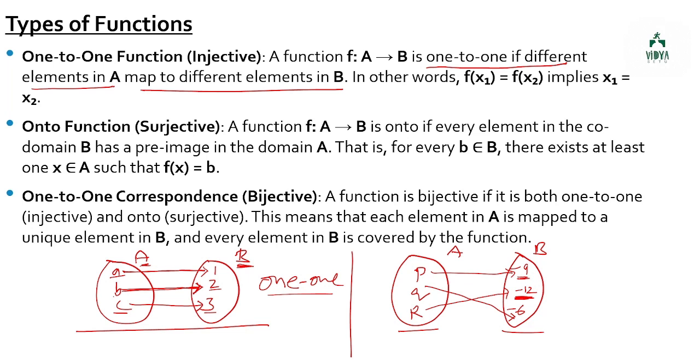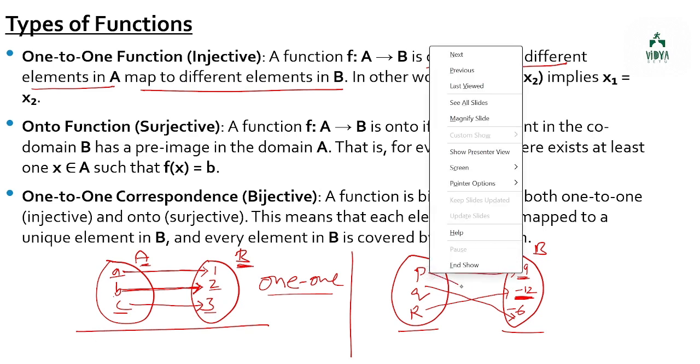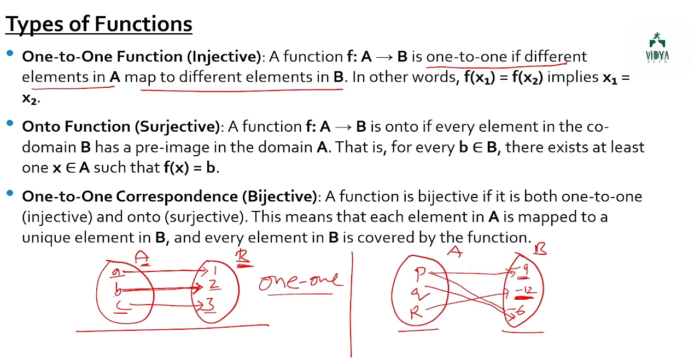That means can it be mapped to other also? Like this, minus 6 mapped to Q and minus 6 mapped to P also. Yes, it can be. But is it 1 1? No. I'll give you another example, then you'll understand very clearly.